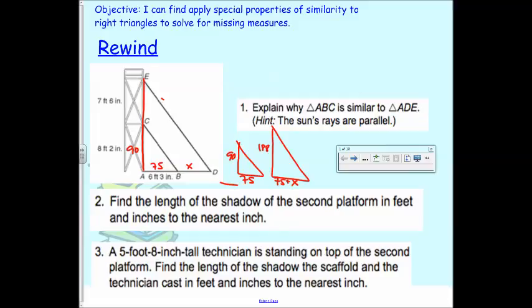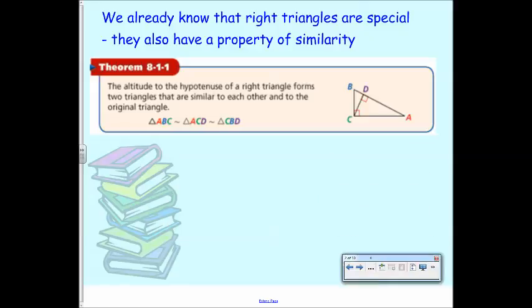Good morning. So we're going to start with chapter 8. Chapter 8 starts to move into similarity specifically with right triangles. We've been doing quadrilaterals and similarity with triangles that are not necessarily right triangles, but we're going to move into just right triangles for today. So what do you know about a right triangle?